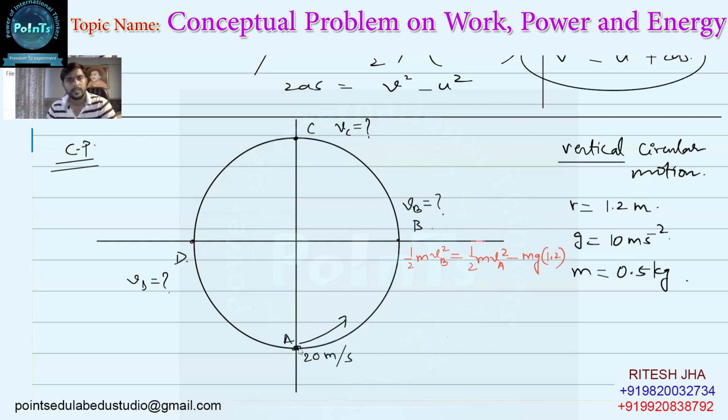This is the thing. Half m vB square equals half m vA square minus mg into 1.2. That should give you the vB. Oh, that's smarter. That's really easy.